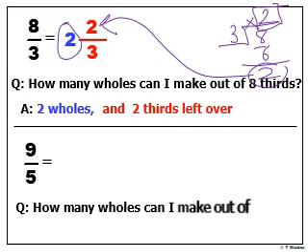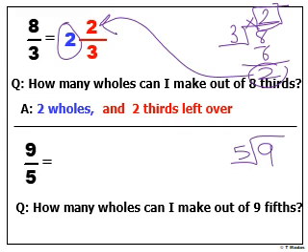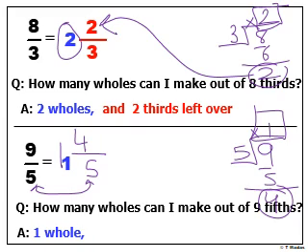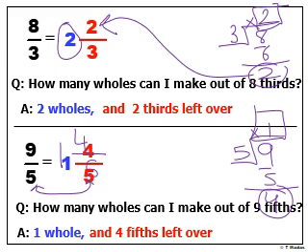Let us take another example, 9 over 5. You can do it. 9 divided by 5. 5 times 1, it's 5. You subtract, and we have 4 as the remainder. So how many whole parts do we have? 1. And what's the remainder? 4 out of 5. Don't forget that the denominator never changes. Okay? So we have 1 whole and 4/5 are left over.